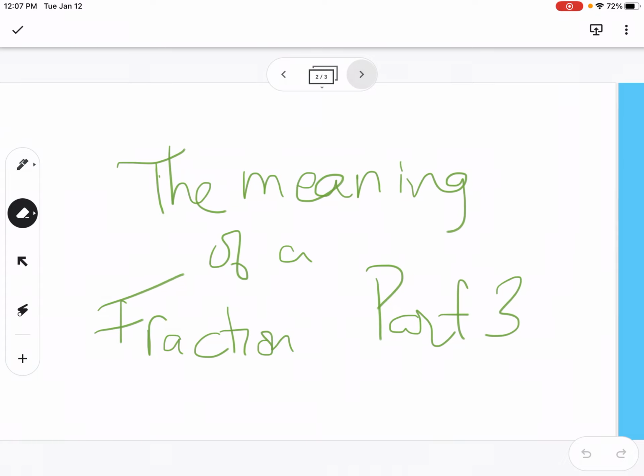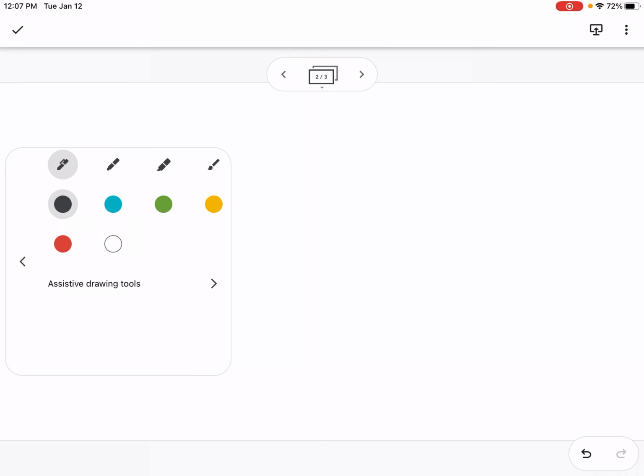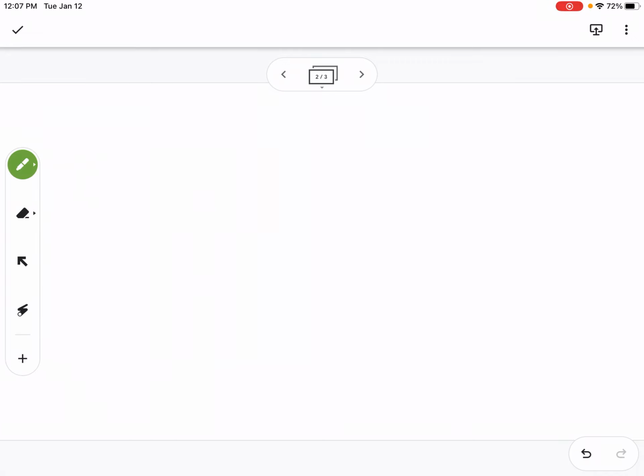So, remember though, most important thing, what does the top number of a fraction tell us? Sorry, let's start with the bottom. The bottom always tells me the number of parts to make one whole. What does the top number of a fraction tell me? The number of parts that we're talking about.